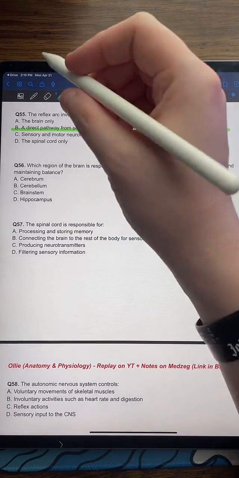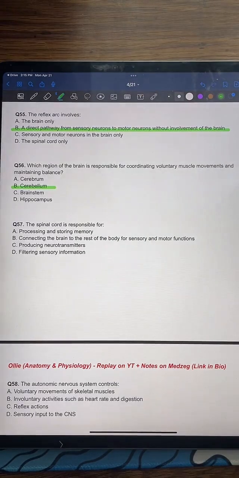The answer is B, it is the cerebellum. Cerebellum, again, is for coordinating voluntary movements, balance, motor control, for like the fine-tuning of movements, precise movement. Cerebrum is for higher functions like thinking, memory. There are some voluntary motor actions. The brainstem is for like basic life functions, heart rate, breathing. Hippocampus is for memory formation.